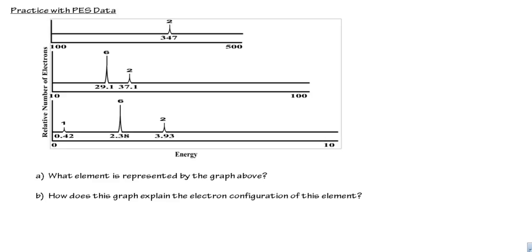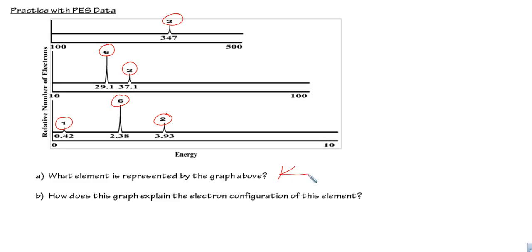Count the electrons. 2, 8, 10, 10 and 6 is element 19. Element 19 is potassium. Easy, right?